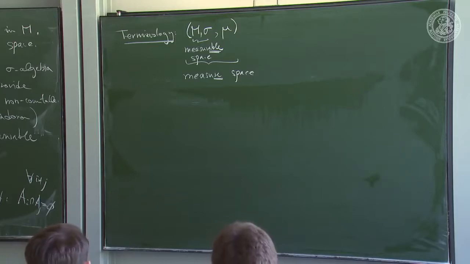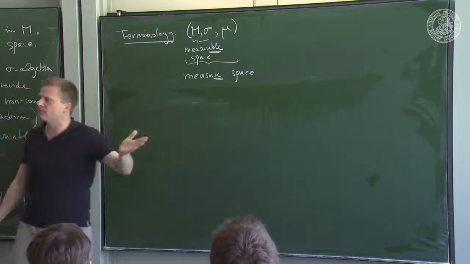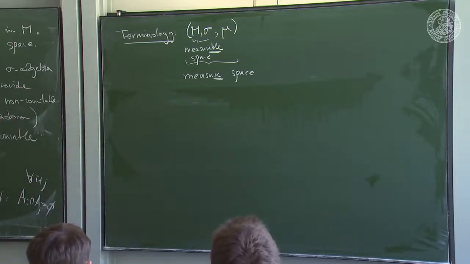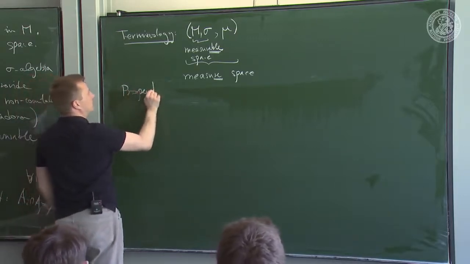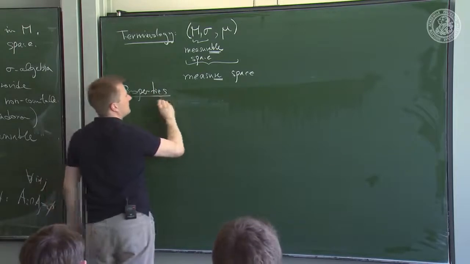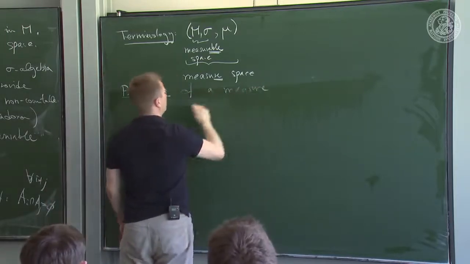So far nothing happened. We only had definitions, and we didn't leave out any proofs. Now we have some properties. Properties of a measure.